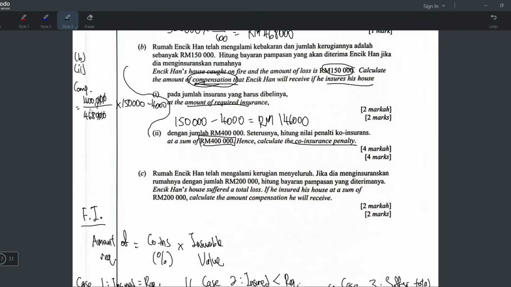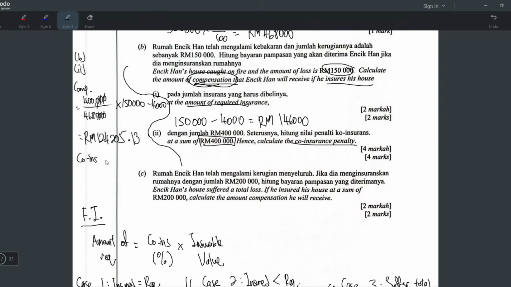Okay, my calculator give me 124,205. Okay, let's write RM 124,205. Okay, let's write 2 decimal place. Sebab ni RM kan. RM mesti 2 decimal place. So 0.1282. So 13 lah. Okay, tapi belum siap lagi. This is only the compensation. Lepas tu dia kata hence calculate co-insurance penalty.